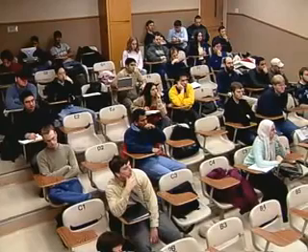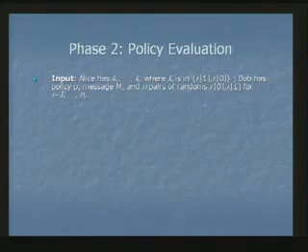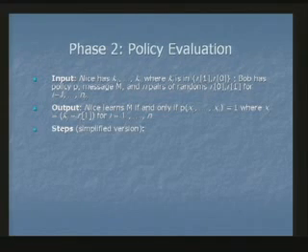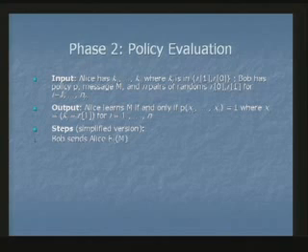The second phase, policy evaluation. After this step, Alice has some value KI, which is either RI0 or RI1. And we'd like to evaluate this function P of X1 through XN. Note that XI is KI equaling RI1. Now, there's a couple ways one could do this. This is kind of a simplified version. This version here reveals a little bit of information to Alice about Bob's policy. I'll talk after this about how you can hide that even further.